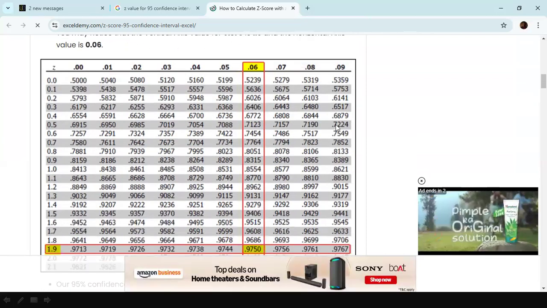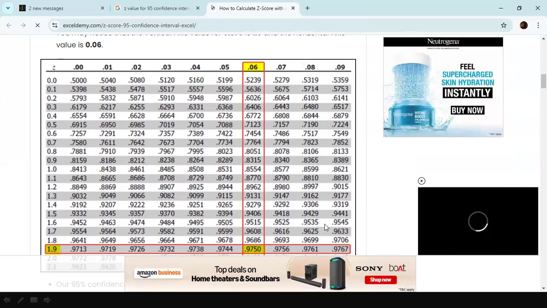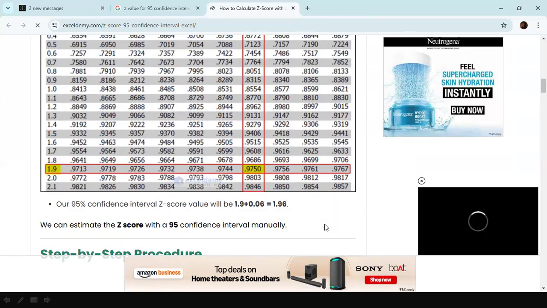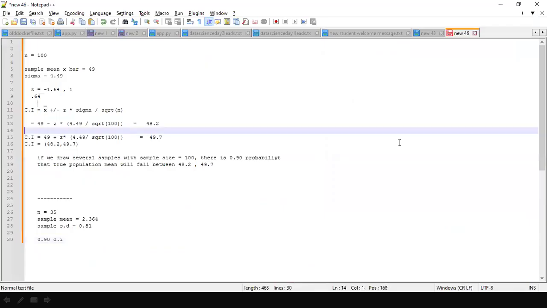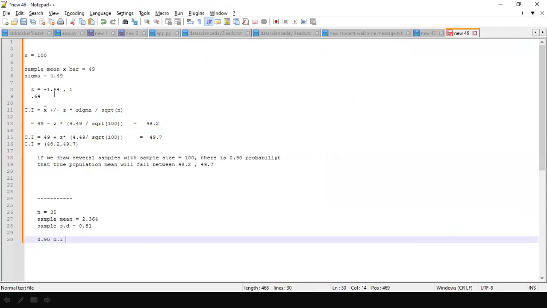1.96. This is 0.975, because it is 95 percent confidence, right? But here you don't see the 95 percent confidence. Anyhow, you remember this number. Just do a Google search, you will get this one. The Z value for a 90 percent confidence interval is 1.64. For the lower bound, minus 1.64.